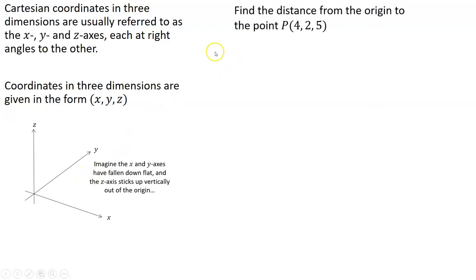So in this example, we're going to find the distance from the origin to the point P. We're given the coordinates of point P here. Now you don't have to draw a diagram, but I'm just going to show you so you can visualize what's going on. So the point P is 4 along the x-axis, 2 along the y-axis, and 5 along the z-axis. So to get from the origin to point P, I'm looking at this vector here.